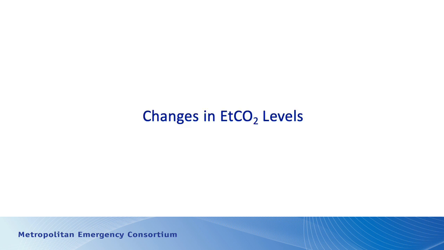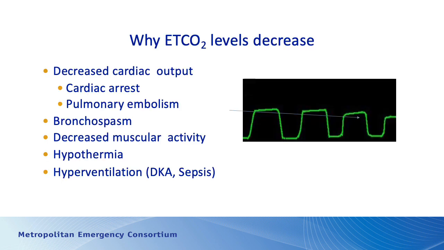So let's talk a little bit about changes in the end-tidal levels. You can see changes in which the end-tidal increases if there is increased cardiac output, but with adequate ventilations. In cardiac arrest, you can see decreased values. There's impaired circulation, so the CO2 level will be lower than you anticipate simply because there's not enough carbon dioxide being delivered to the alveoli. Same thing with pulmonary embolism. So you may see a decrease in CO2 level.